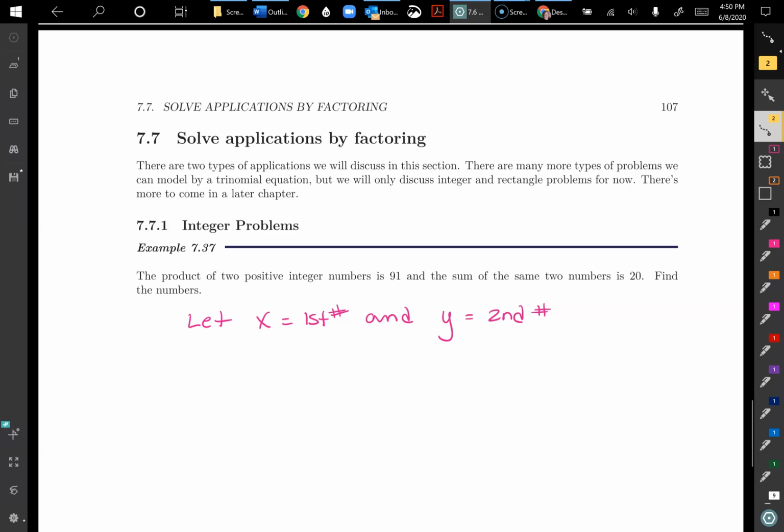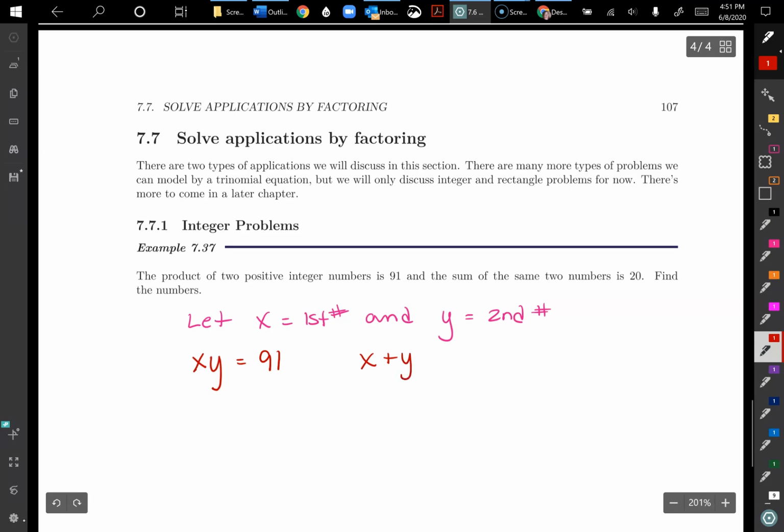So we're going to set up a system of equations to help us out. So we have an x and a y, two different numbers. So let x equal the first number and y equal the second number is how I set that up. So the product is going to be, when we multiply them, x times y equals 91. That is our first equation. And then we also have a relationship that they add up, x plus y equals 20. So we can solve by substitution. We can let y equal 20 minus x. You could have just done that from the get-go if you wanted.